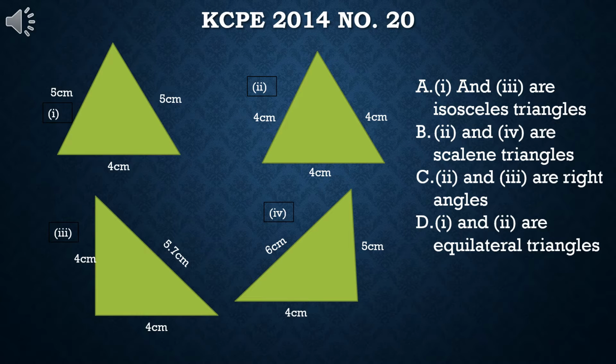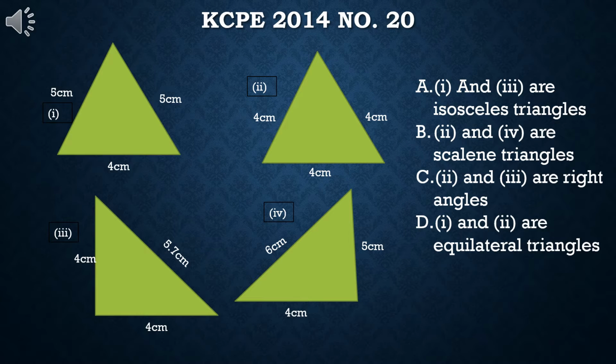The second triangle, which has got 4 centimeters, 4 centimeters, 4 centimeters, that's an equilateral triangle. Equilateral, all the sides are the same and all the angles measure 60. Then the third triangle, which is drawn like a right angle triangle, but it is not a right angle triangle. And we can know that it is not a right angle triangle by squaring 16 plus this side 4 and the other side 4. And if you have that and you find the square root, you will not get 5.7. So it is just drawn like that to confuse you.